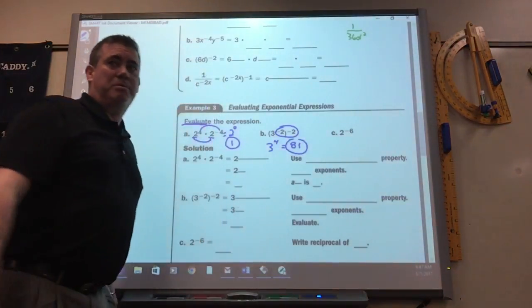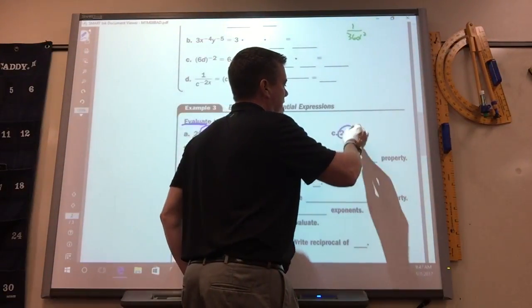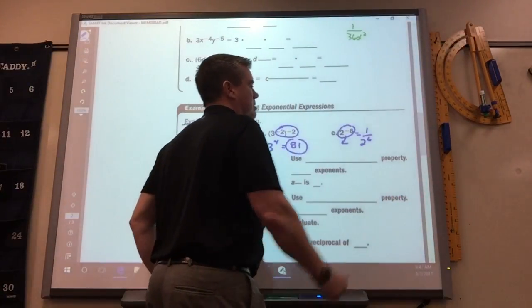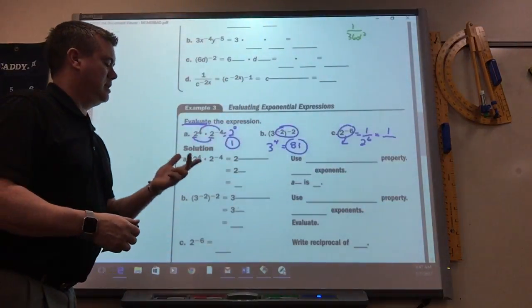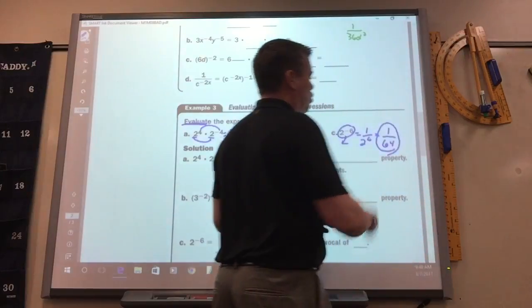Here's one where you need to know the property. If it's 2 to the negative 6, that means that would have to go underneath. It'd be 1 over 2 to the positive 6. So 2 to the 6 is 64. So it's 1/64.